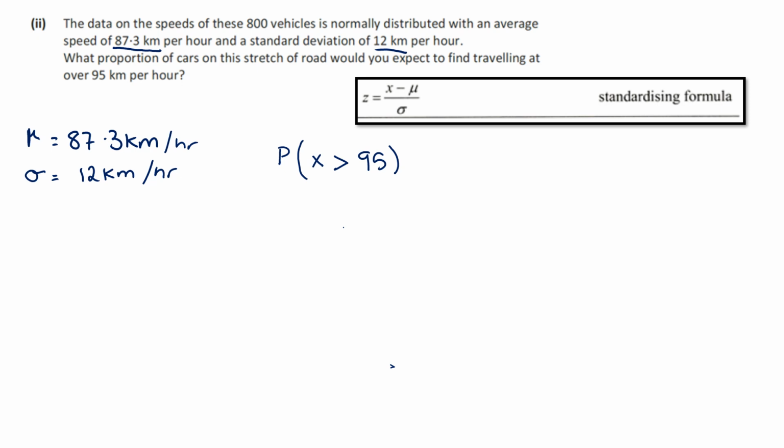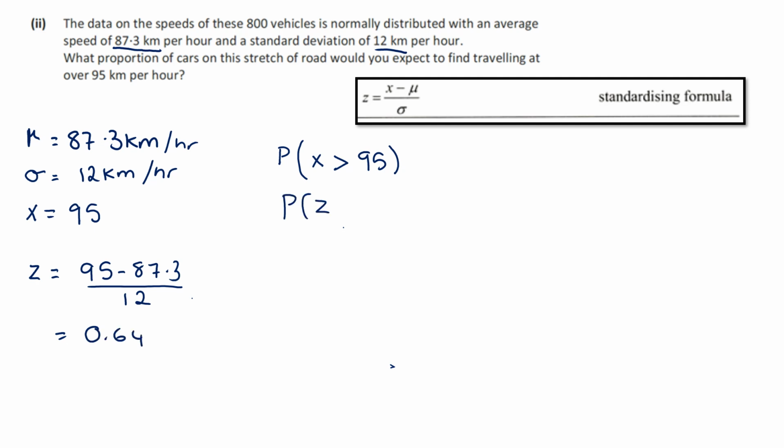First thing we're going to do is we're going to say, well, then X is 95. Use this formula to find the z-score to standardize it. 95 minus 87.3 all over 12. And when you work that out to 2 decimal places, because that's all the log tables have, we get the probability that z is actually greater than 0.64.